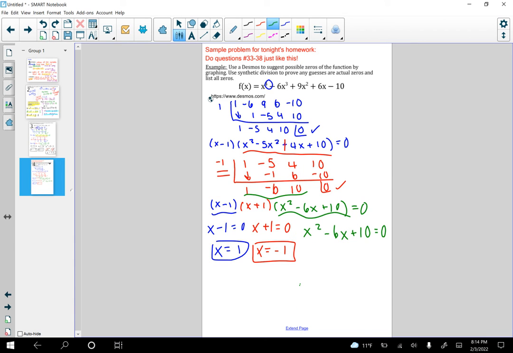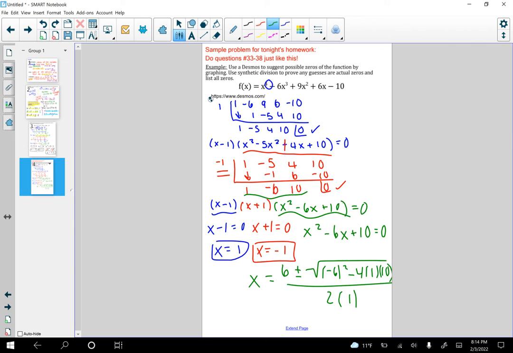Okay, so we know how to do the quadratic formula. I remember you guys doing fairly well on that quiz. So I'm just going to quick plug everything in and then tell you what I get for an answer. Okay, so x equals negative b plus or minus the square root of b squared minus 4ac, all over 2a.